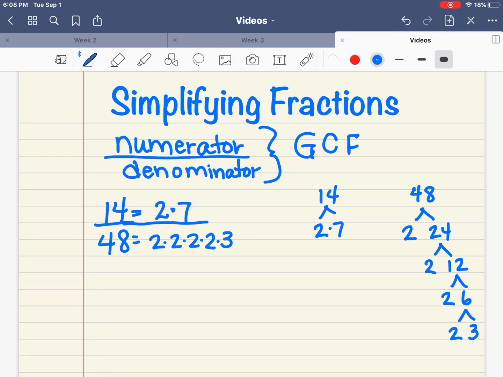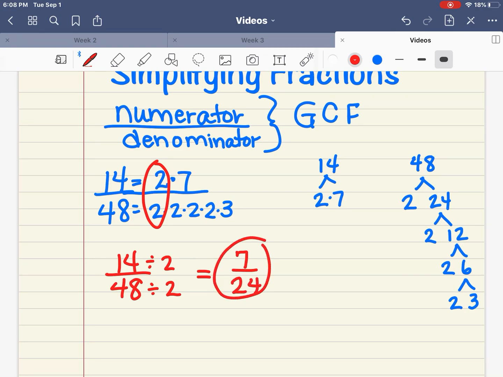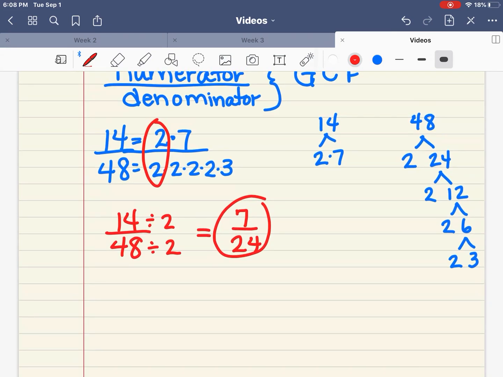Notice I'm using dots for multiplication to save space. When I look at their factors, the only thing they have in common is 2. So I will know now that to simplify 14 over 48, I just divide both the numerator and the denominator by 2 to get my lowest form. 14 divided by 2 is 7. 48 divided by 2 is 24. So 14 over 48 only simplifies down to 7/24.